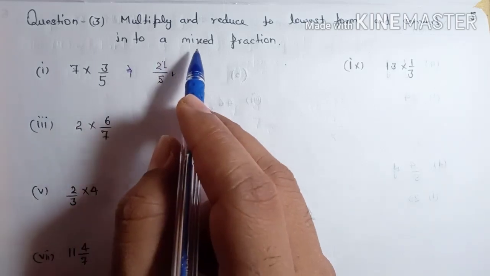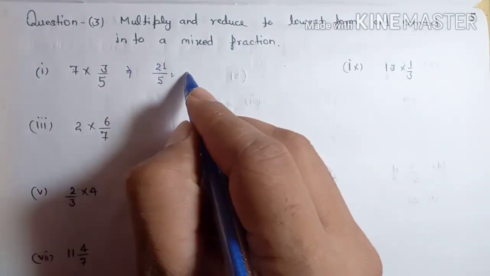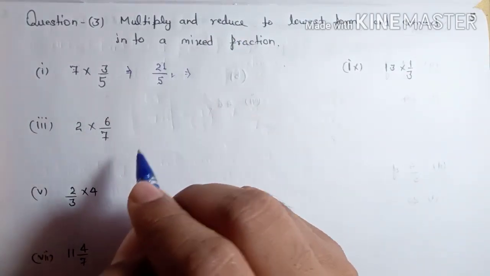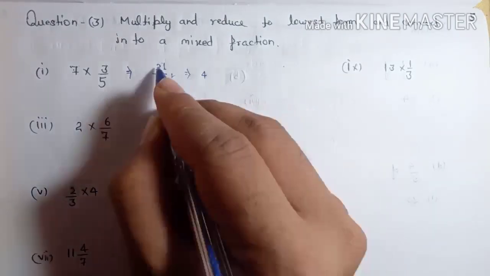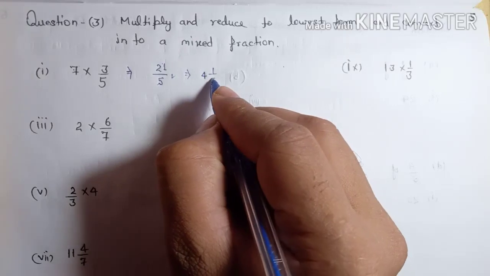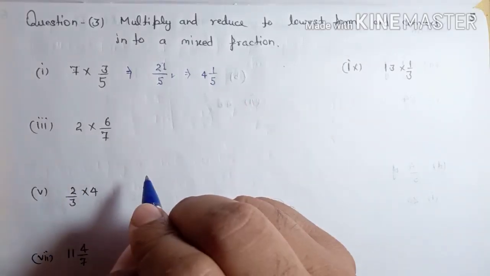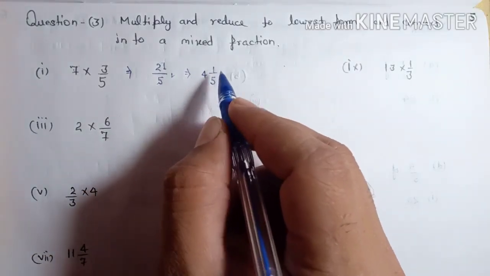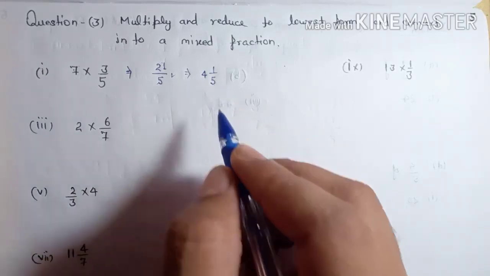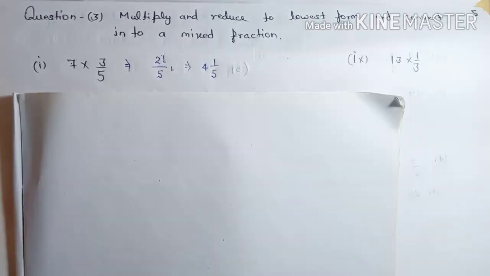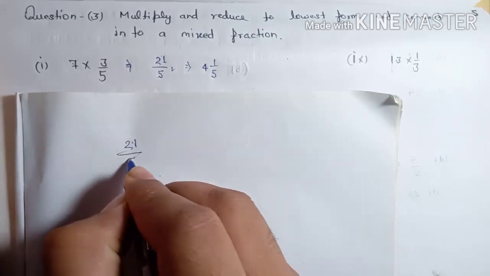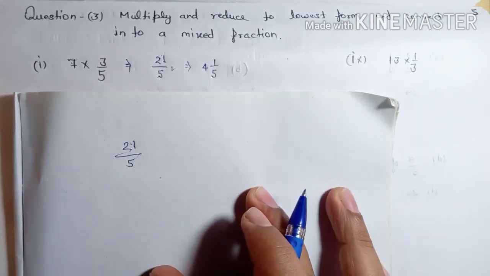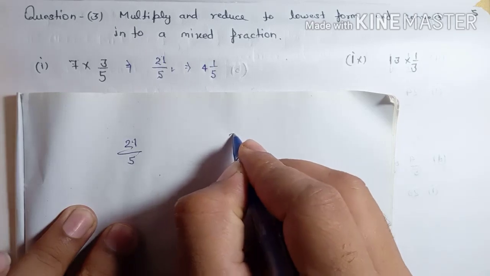Now we have to change it into a mixed fraction. So divide 21 by 5. 5 times 4 is 20, and 1 whole, 1 upon 5. This is 4 whole 1 upon 5. And do you know how to convert this? Just a minute. If we have to convert this 21 upon 5 into a mixed fraction, do one thing. Divide this 21 by 5.